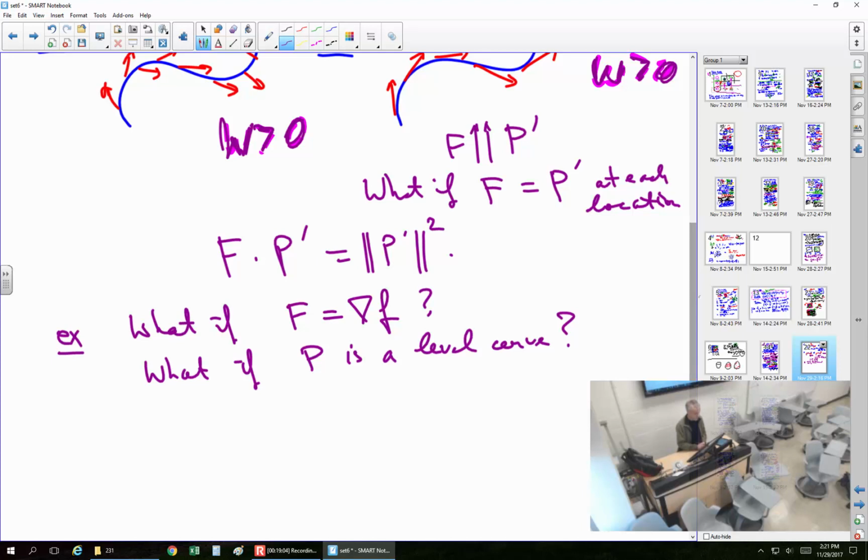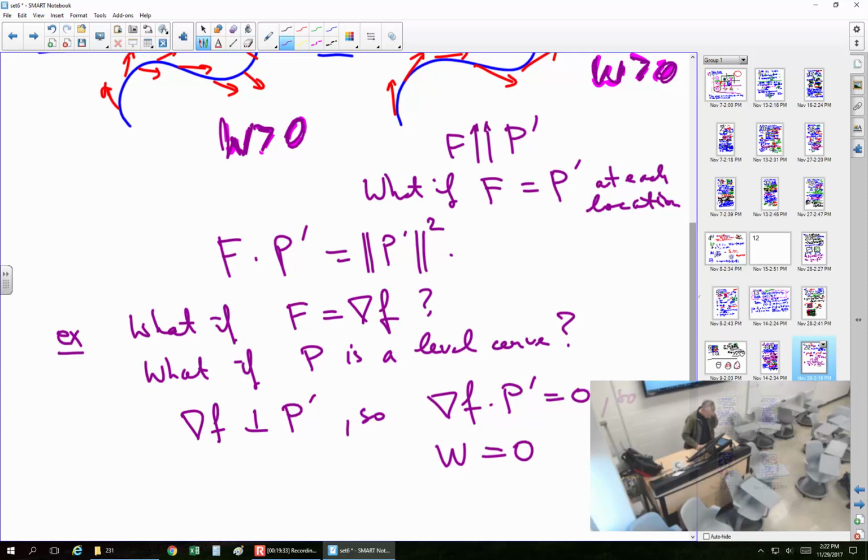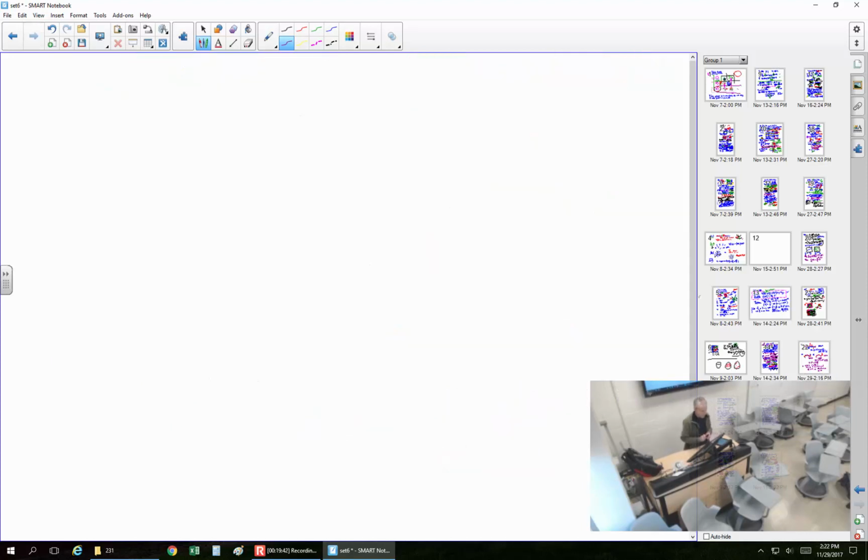What's the relation between the gradient and the level curve? The work is going to be 0 because they're perpendicular. Not these two, but the tangent to our curve and the gradient will be perpendicular. So we conclude that at every location the dot product will be 0. So the work is also 0. These are clues you pick up to be able to answer some of the questions about the work and on the line integrals.